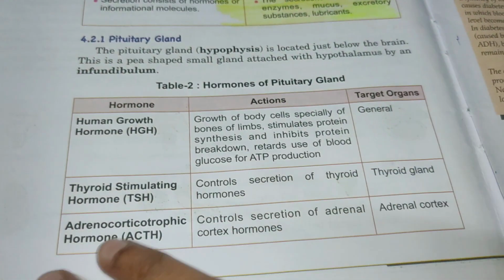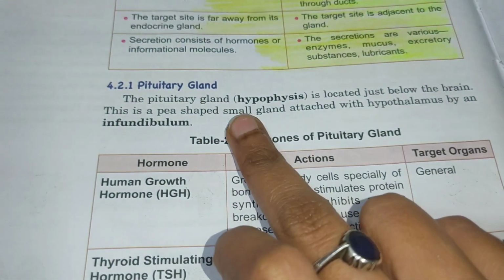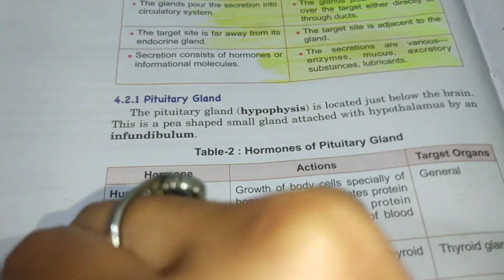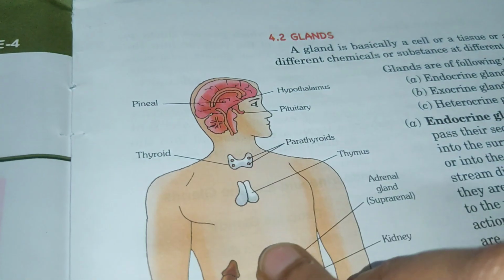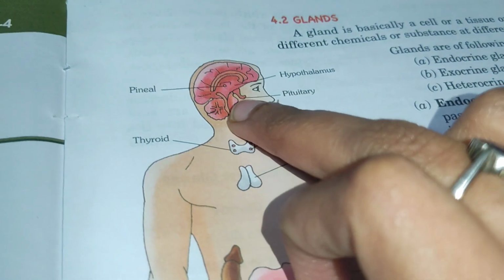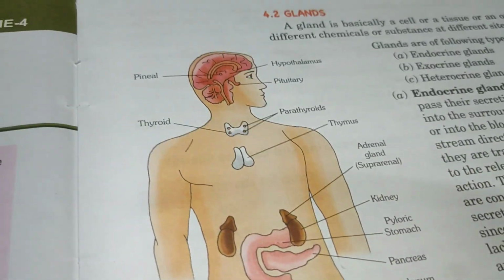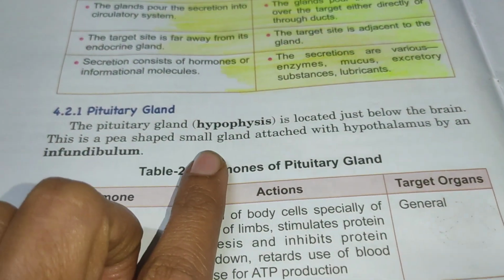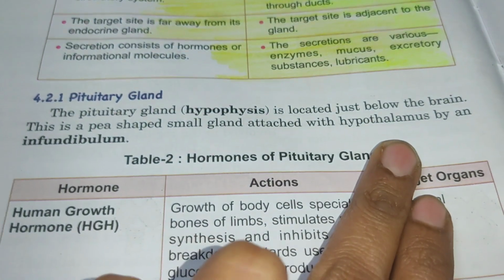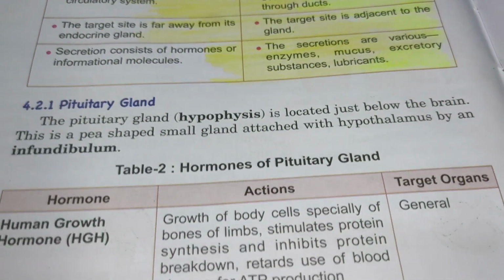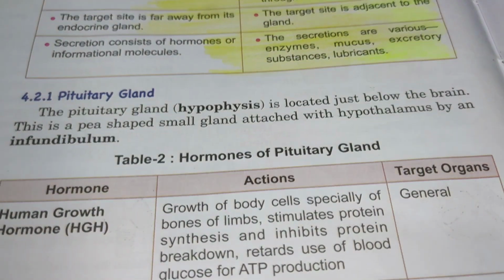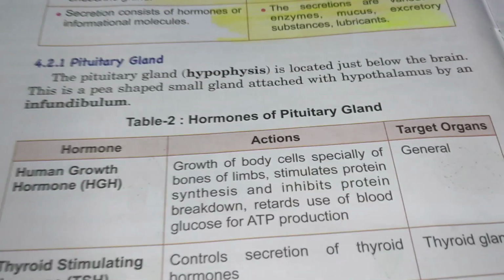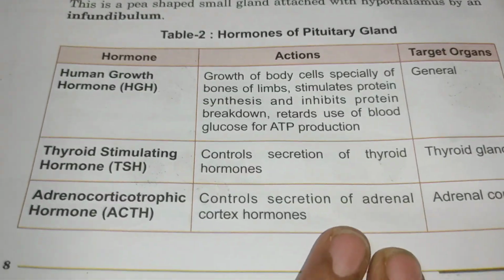Then next is the pituitary gland. The pituitary gland, hypophysis, is located below the brain. Here we can see it below the brain. So what will it do, let's see. This is a small pea-shaped gland attached to the hypothalamus by an infundibulum. So what hormones will it release, let's see.